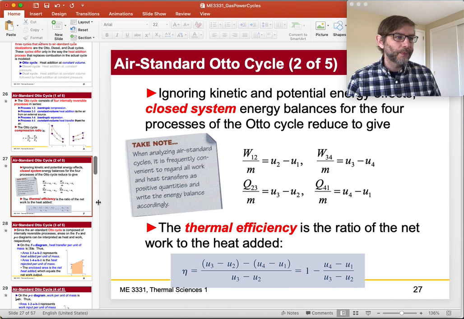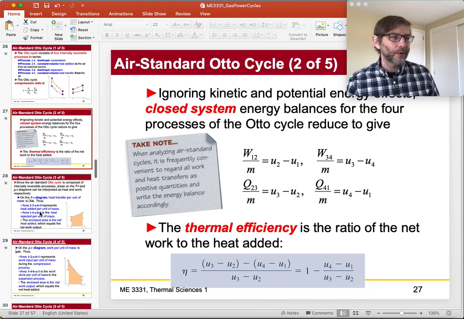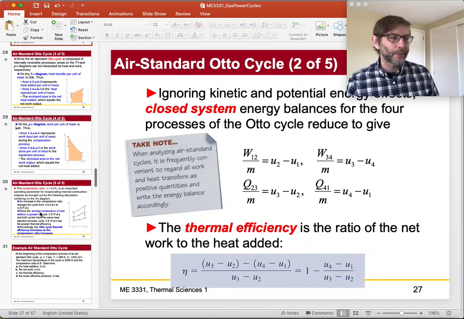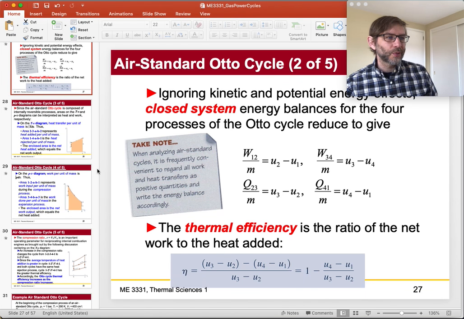Okay, so let me get rid of this. I'm going to do something else. So let's just talk about this first. Where's my example problem? Oh, there it is on slide 31. Oh, yeah. So this is what we're going to do.